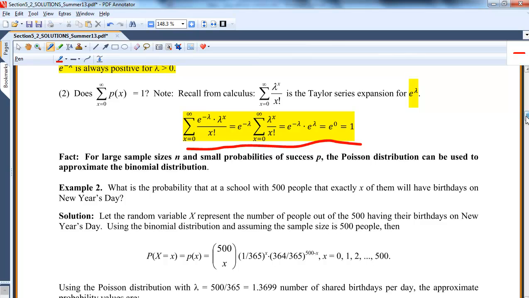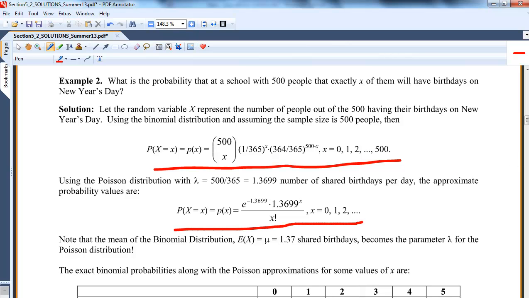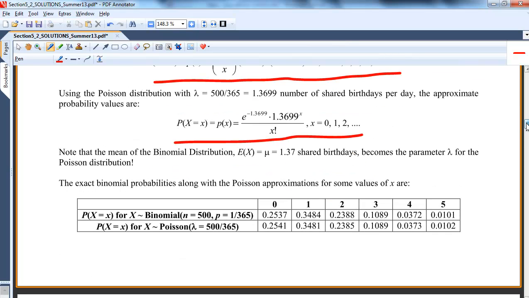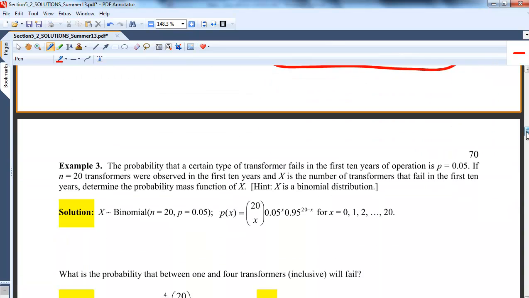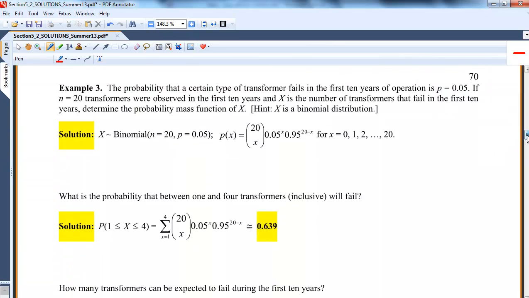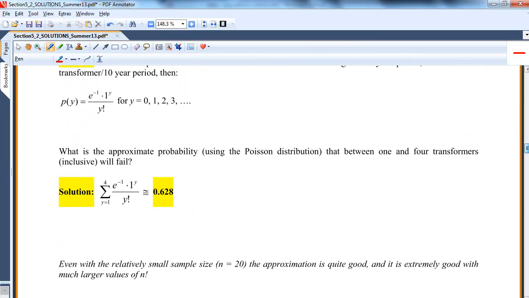Here I'm just doing a practice problem. I'm starting out with a binomial and showing you how I switch it to a Poisson. I think it's really slick, and down here I'm showing you how close the approximation really is. That's very nice. I didn't even have that big of an n and small a p, and I still get a very good approximation with the Poisson. So that's what I was trying to do. Again, here's another binomial to Poisson. Here's another binomial to Poisson.